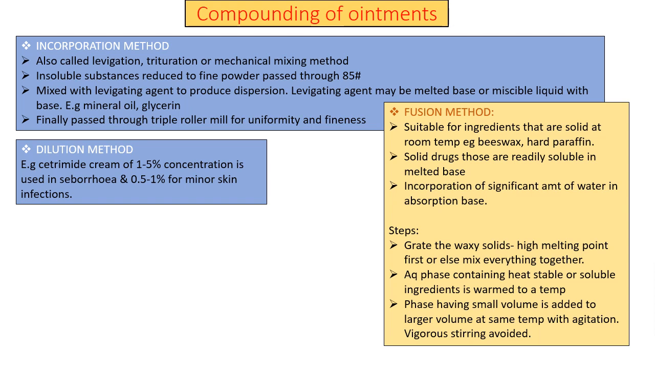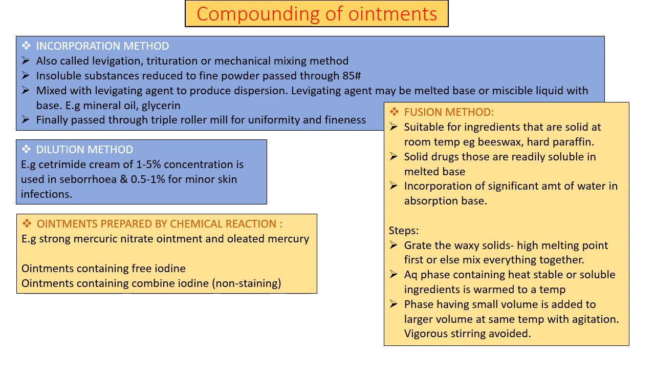Cetrimide cream is in the concentration of 1 to 5%. It is used in seborrhea. Again, you can make the same cetrimide cream in the concentration of 0.5 to 1%, which is for minor skin infections. Seborrhea is basically one of the skin infections only. When you make cetrimide cream for seborrhea, it's in the concentration of 1 to 5%. And when you make it for minor skin infections, it is at a much lower concentration. So the concentration will differ, and the application would be different. Higher concentration of 1 to 5% is for seborrhea, lower concentration is for minor infections. Don't forget cetrimide cream is made by the dilution method.